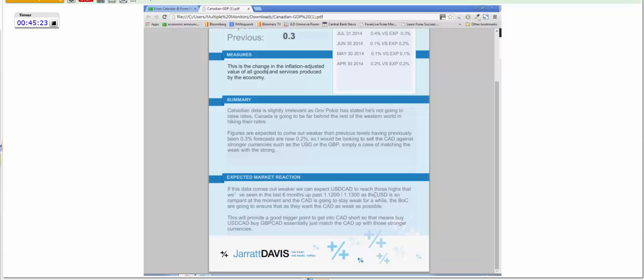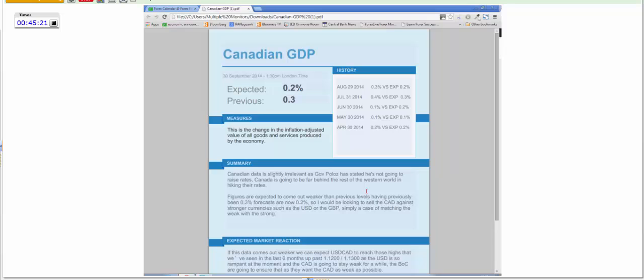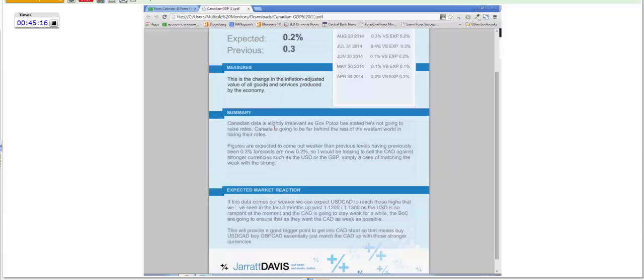Okay, so what you can see is this isn't just a thing like, oh, this is what the Canadian GDP is expected. We read the summary, and this is the section that was the most important to me. The Canadian data is slightly irrelevant as Governor Poloz, the Bank of Canada governor, has stated he's not going to raise rates. Even if the data is amazing, he's not going to raise rates. So therefore, Canada is well behind the rest of the Western world in hiking their rates. So that means the dollar are getting closer to hiking rates, Canada are getting nowhere near. There's a central bank divergence, so fundamentally this pair should be going up.